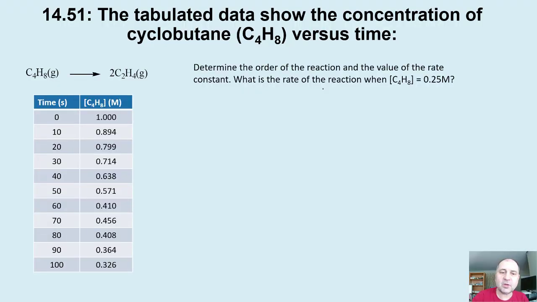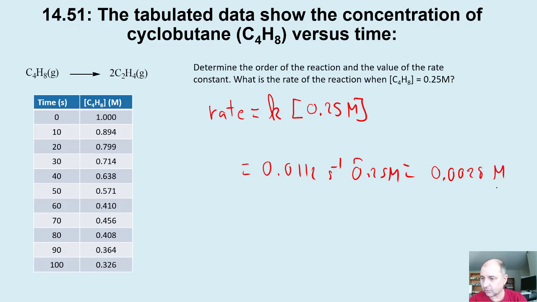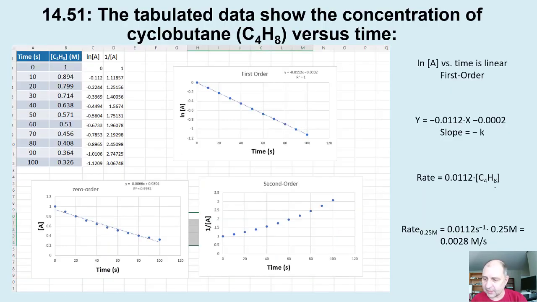So we know that rate equals k times the concentration to the power m. We know this is first power. We know what k is from the equation. I know that k is equal to 0.0112 per second, and the concentration is 0.25 moles, and that gives me a rate of 0.0028 moles per second. Okay, again, that's actually here.